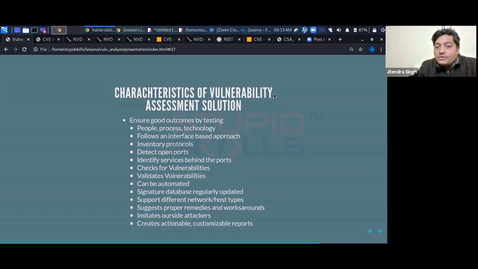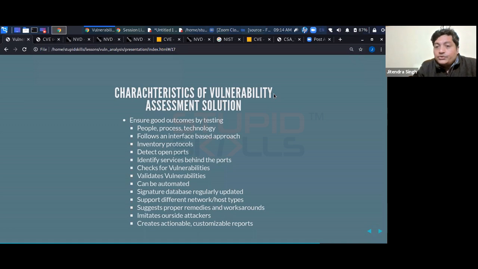Okay, so a good solution will have an interface-based approach. Then you should be able to draw an inventory of protocols. Then a set of tools should be able to detect open ports and the services that are there, and with the help of whatever signature database is there, you should be able to identify those services behind the ports, check for those vulnerabilities, then validate them in your report as part of pen testing activities. You need to validate, see what all can be automated, and it should be there as part of the solution.